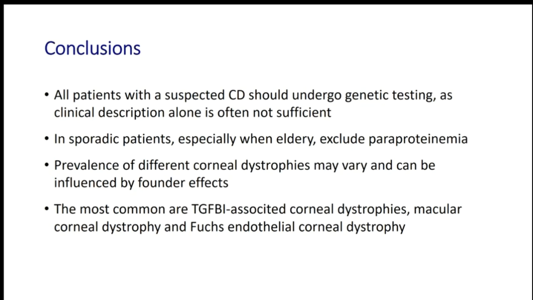Prevalence of different corneal dystrophies may vary and can be influenced by founder effects. And the most common in general outbred population are TGF-beta associated corneal dystrophies, macular corneal dystrophy, and Fuchs endothelial corneal dystrophy. And then if you search well, also posterior polymorphous corneal dystrophy type 3.